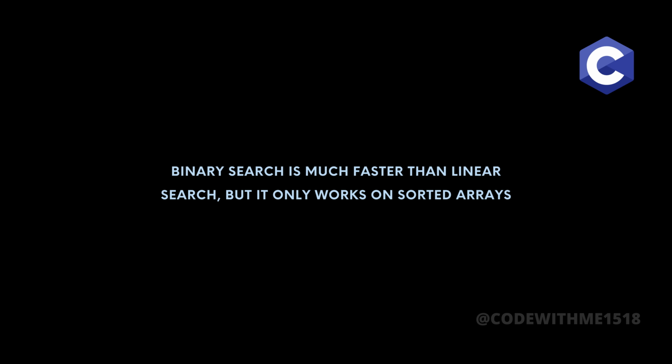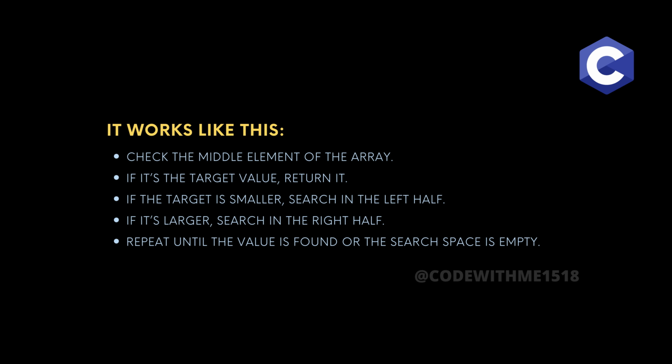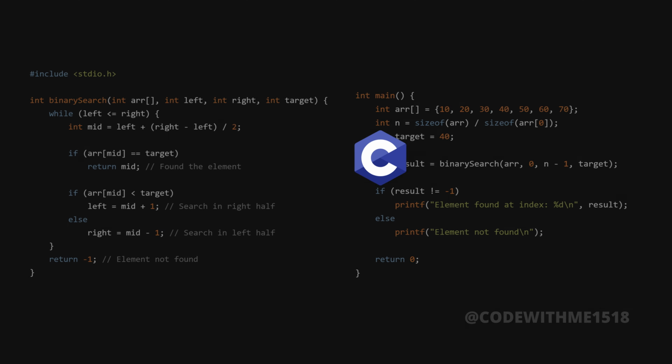It works like this. 1. Check the middle element of the array. 2. If it's the target value, return it. 3. If the target is smaller, search in the left half. 4. If it's larger, search in the right half. 5. Repeat until the value is found or the search space is empty. Here's a simple binary search program.